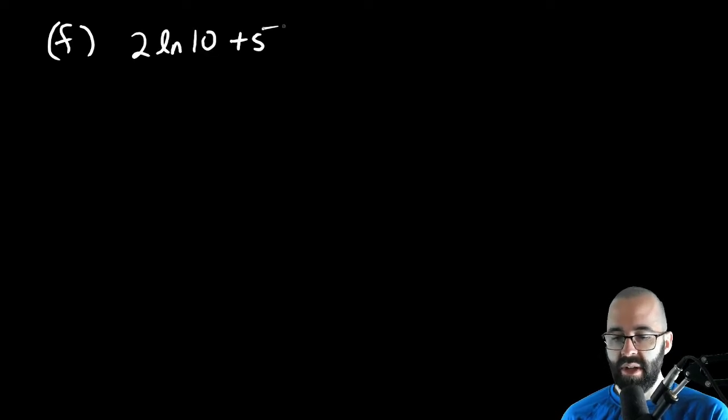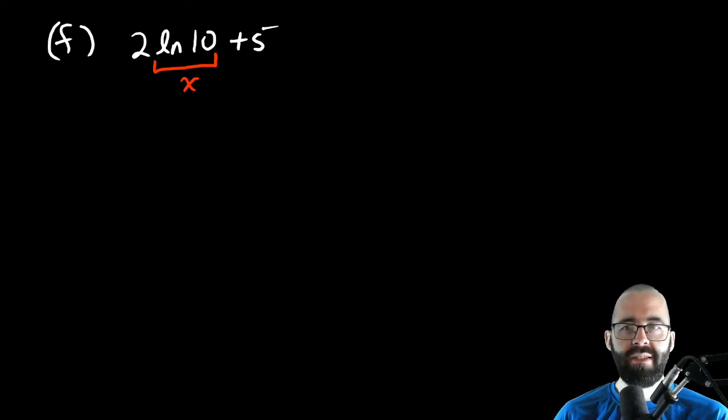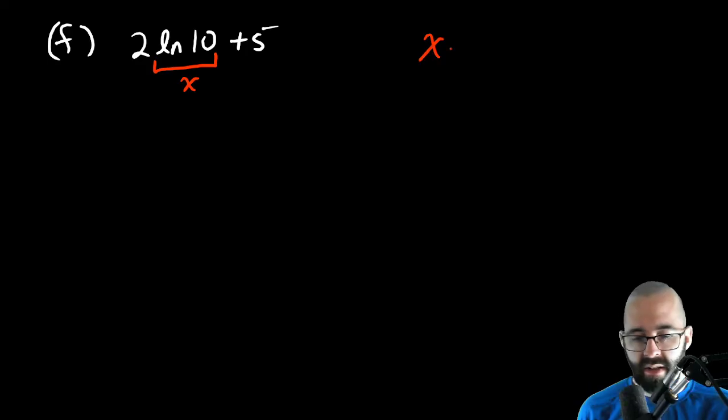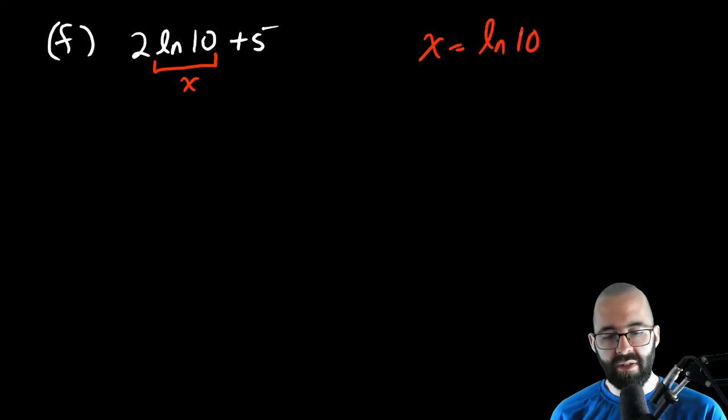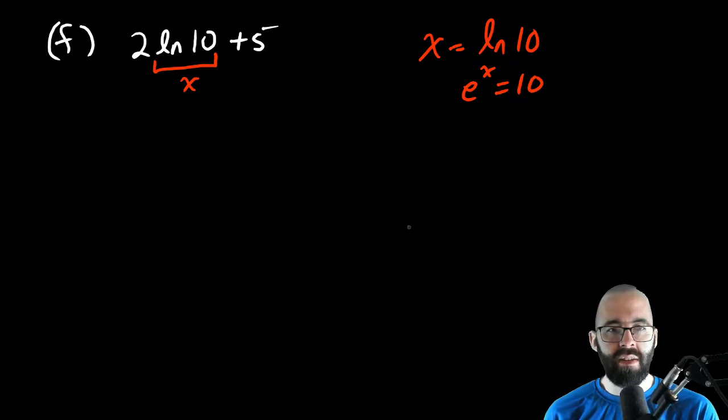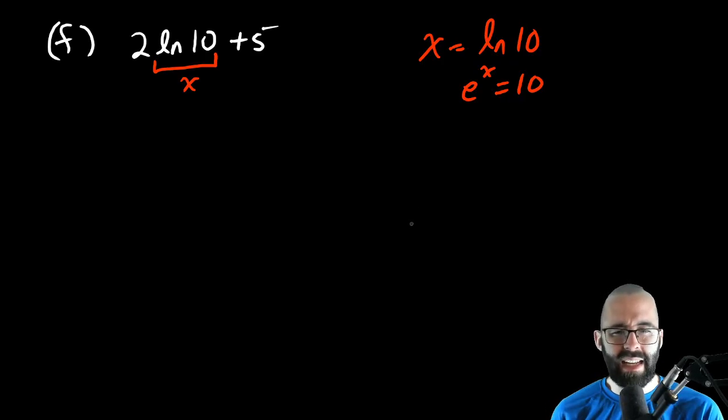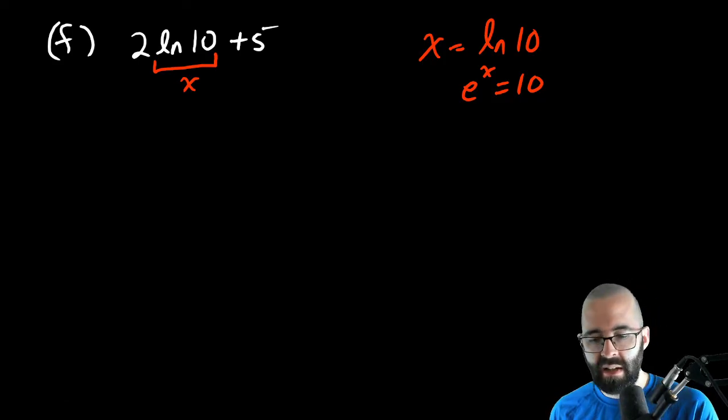Let's do 2 more. Part F. 2 times the natural log of 10 plus 5. Again, we're just going to go off to the side and say, let's figure out what the natural log of 10 is and then multiply it by 2 and add 5. So x equals the natural log of 10. That means e raised to what power equals 10? Well, e is like 2.718. So we're going to have to use a calculator. It should be around 2. Let's find it out.